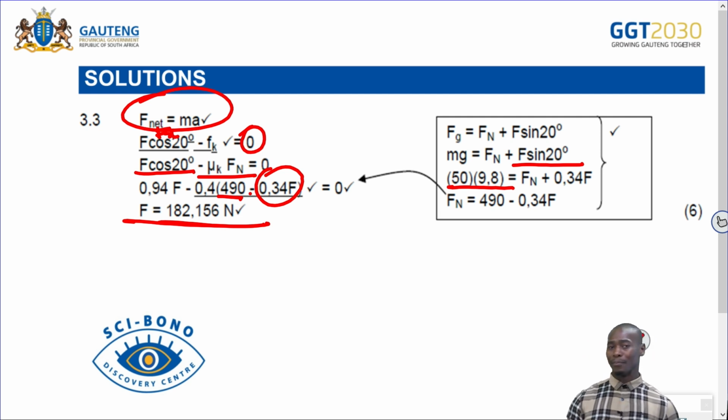Then here we have the magnitude of F. But what is important here, learners, is to make sure that you draw a correct free body diagram. And then from there, when you read the statement, you must be able to tell whether this is an application of Newton's first law or Newton's second law. So in this case, it was Newton's first law.